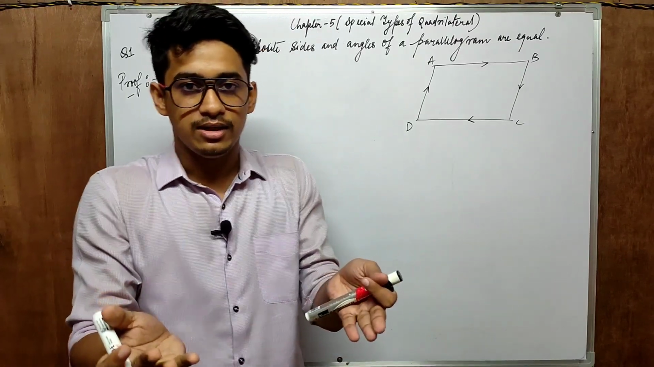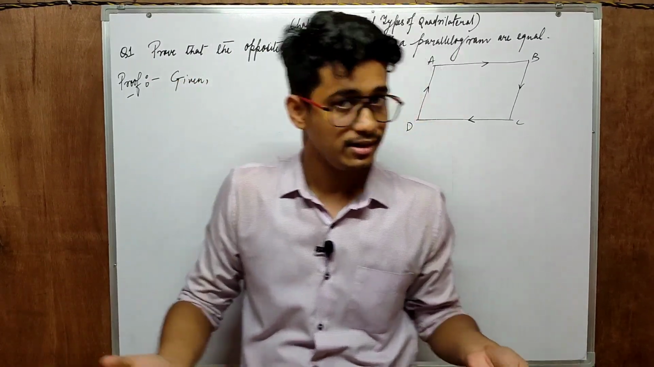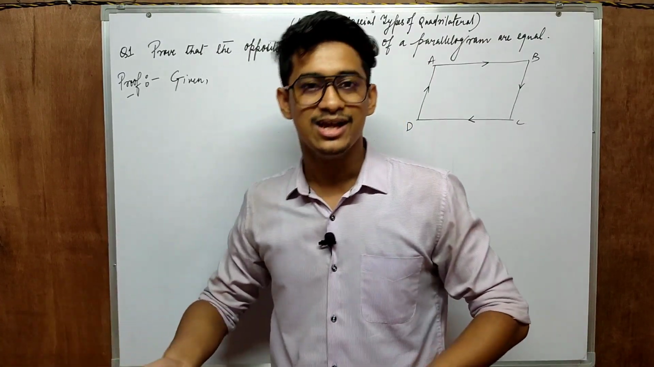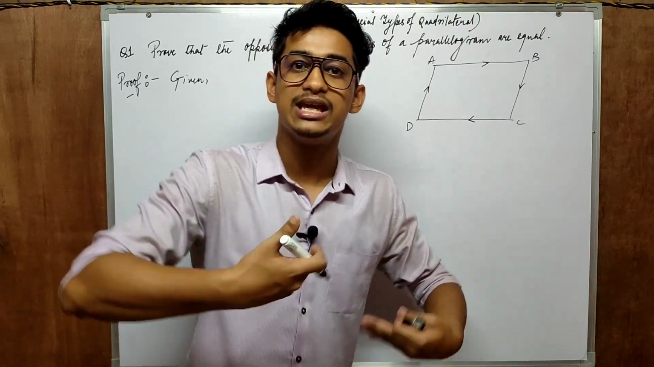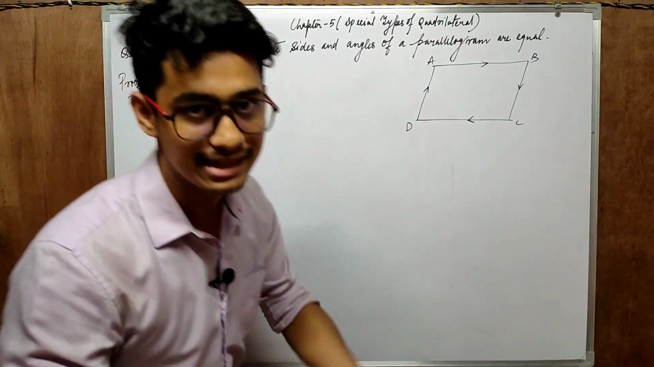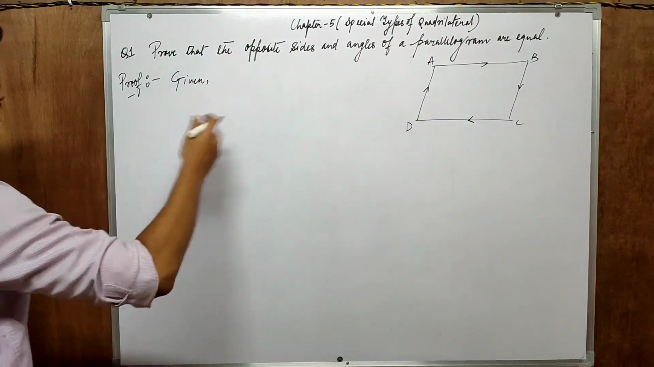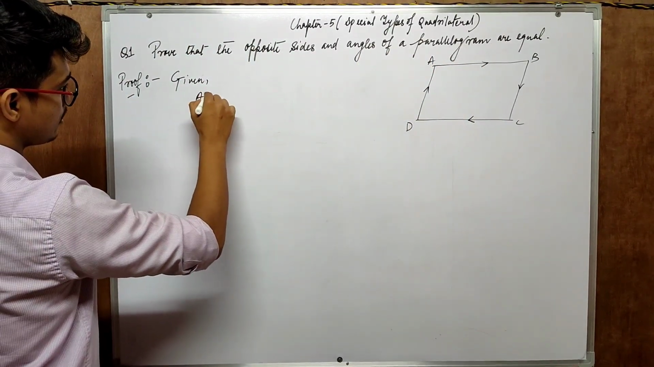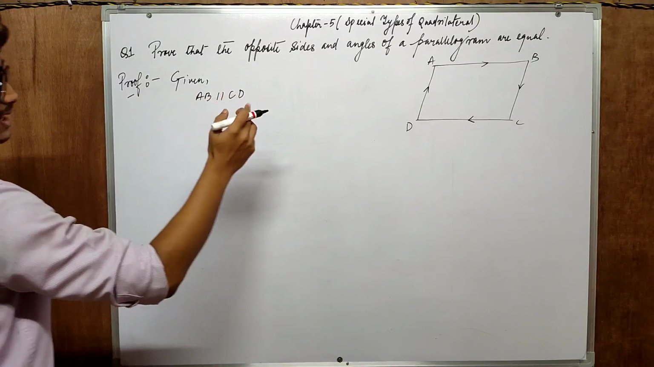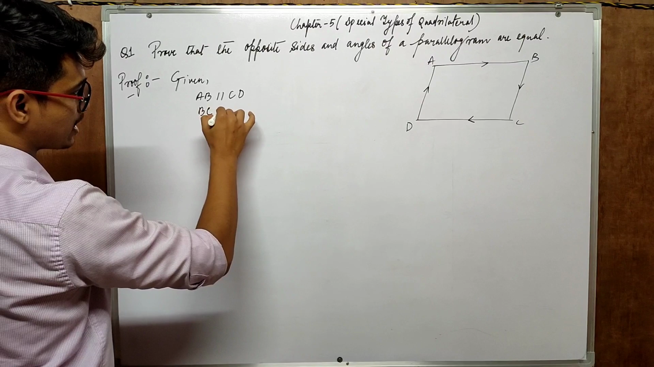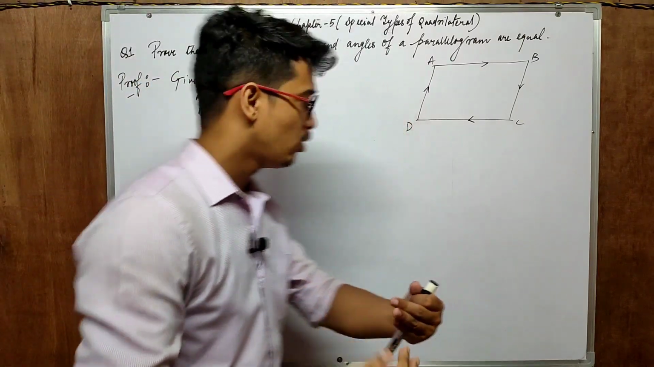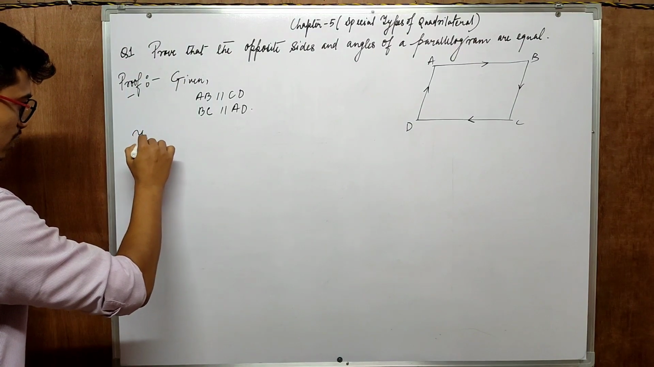If I want to make chicken curry, right, we need some types of ingredients before making it. So those ingredients would be given to us, right? So the given are the ingredients. So what is the ingredient over here? AB parallel to CD. This is the sign of parallelism, right? And then BC parallel to AD. That's it. Now, what do we have to prove?